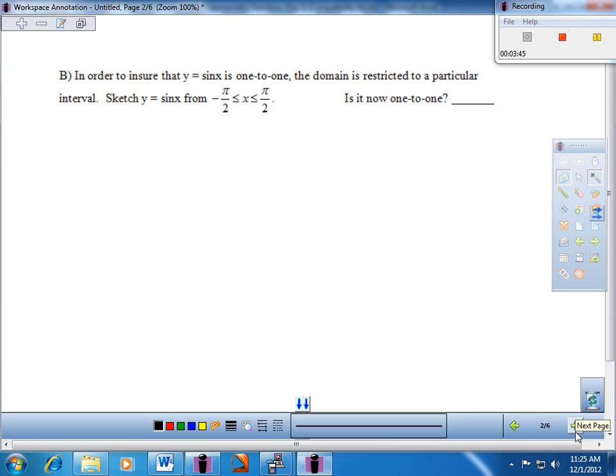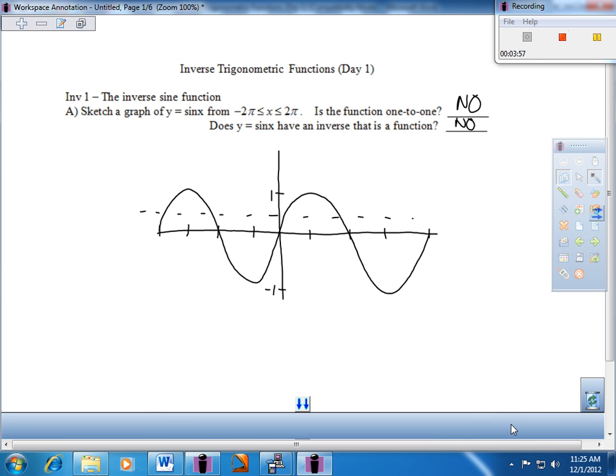So let's go to part B. It says, in order to ensure that y equals sine of x is 1-to-1, the domain is restricted to a particular interval. Now, kind of gave it away there on your paper, but that's all right. Let me go back to the first screen, and I guess what we're going to do is restrict the graph so it actually does pass the horizontal line test.